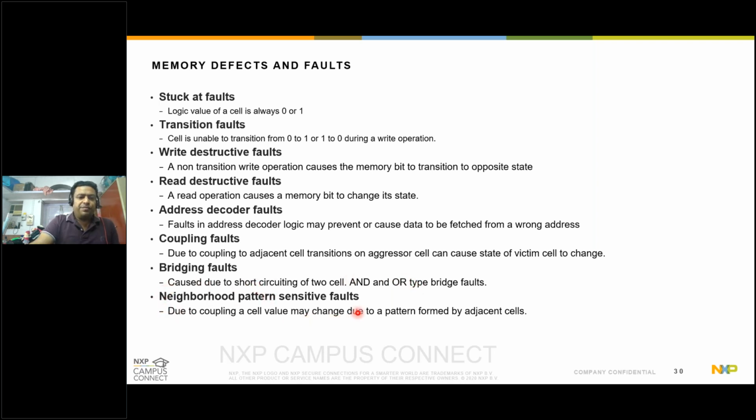Neighborhood pattern sensitive faults. These are the faults which can cause a value in a cell to be changed due to some specific pattern that may get formed in the adjacent cells. So if you have a cell in the middle and you have adjacent cells, a particular pattern in those cells can cause the state of the middle cell to change. So these are called the neighborhood pattern sensitive faults.